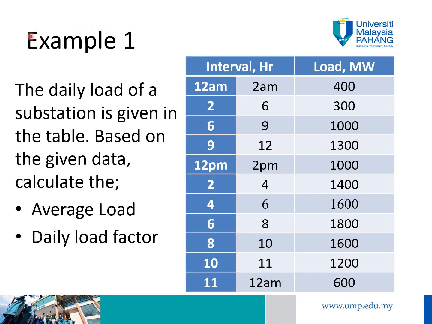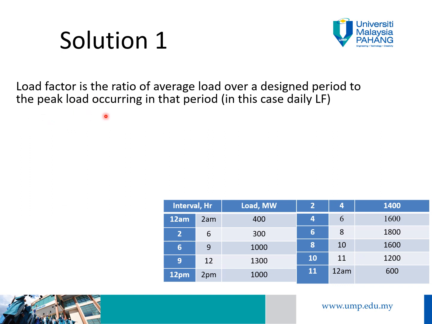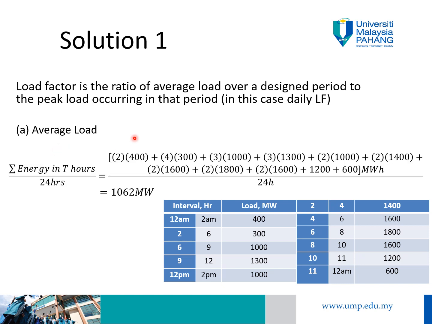Now look at example 1. The daily load of a substation is given in this table. Based on the given data, calculate the average load, P average, and calculate the daily load factor. The question asks you to find the average load and the load factor based on this table. We know that the load factor is equal to P average divided by P max. First we need to calculate the average load.